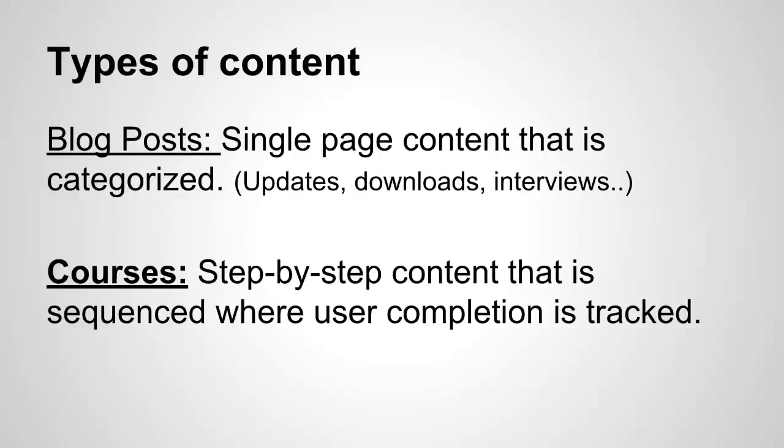Now before I do that, I want you to understand the types of content you can add into Value Addon. There's two types. There's what we call blog posts, which are single page content that is categorized. Now this is great for publishing updates, giving out downloads, publishing interviews. It's good for content that doesn't need to be watched in any particular order.